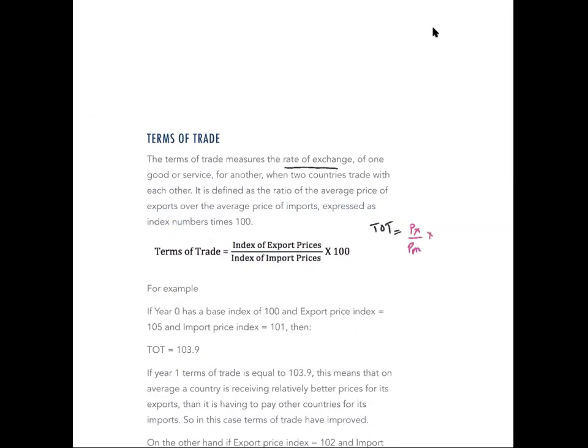Now, what's the problem here? If I'm exporting many goods, export prices can't be one single export price. What you need to do is find what we call a composite measure, which means we make an index of export prices, and we then compare that with an index of import prices, and then we multiply it by 100.